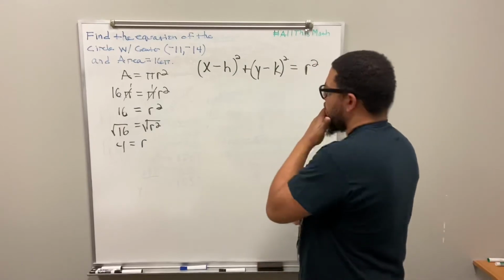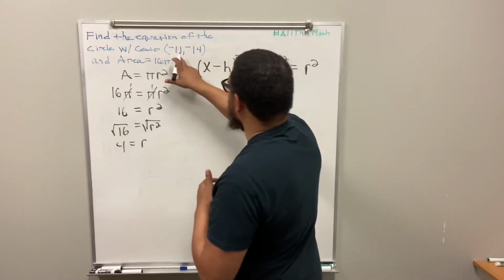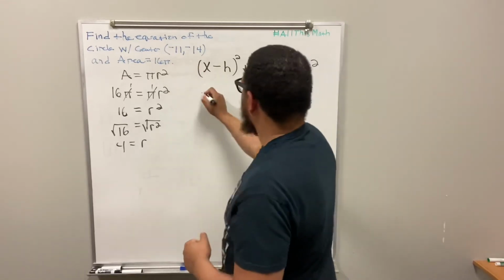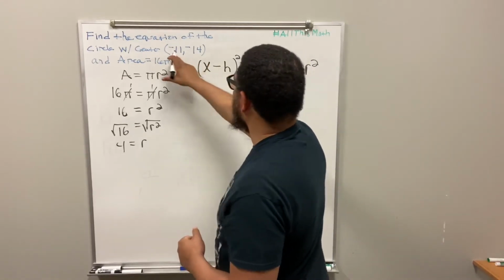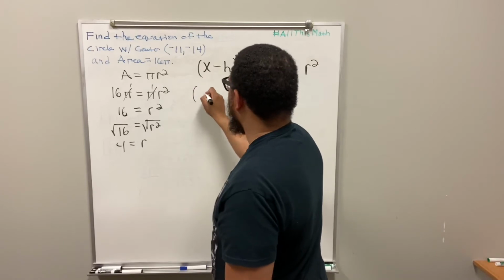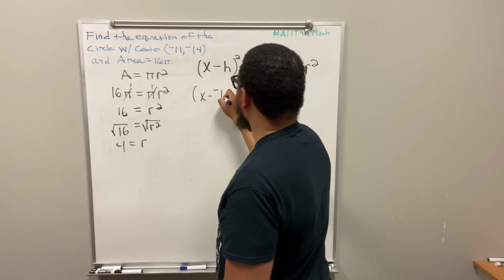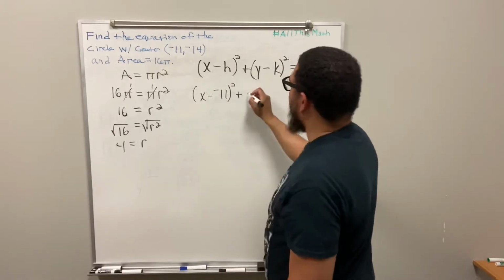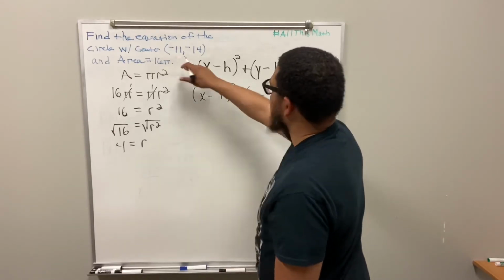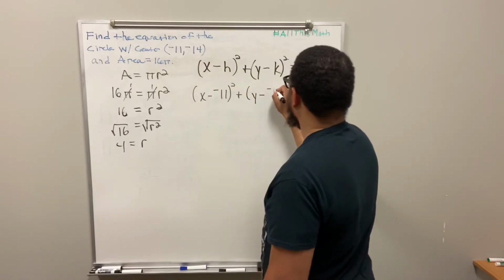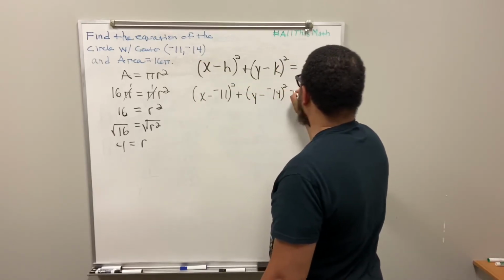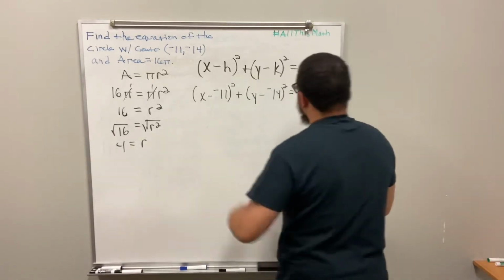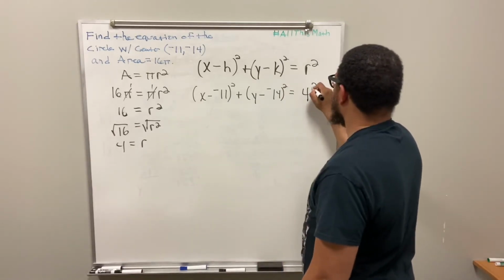All right, so now, this is going to be the x value of my center, which is h. All right, now, I'm going to replace h with negative 11. So now I got x minus negative 11 squared plus y minus negative 14 squared is equal to r squared. R is 4, so that's 4 squared.